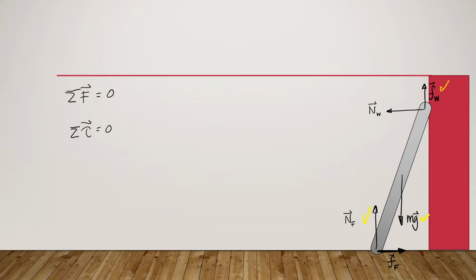So we can actually write that out. And we would say mg is equal to friction with the wall plus normal with the floor. Now remember, friction with the wall is the coefficient of friction between the wall and the ladder times the normal force of the wall, that is by definition, so plus the normal force of the floor.